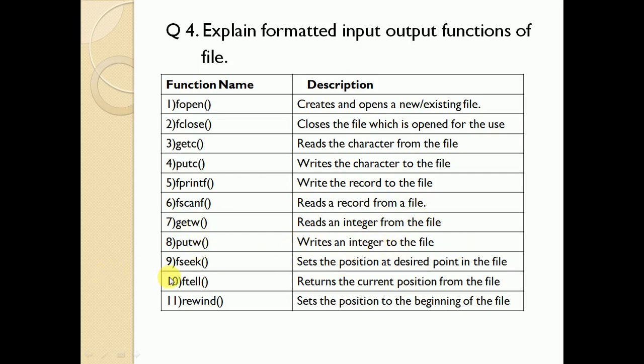Next function is fseek. Fseek is used to set the position at a desired point in the file. Then the next one, ftell, returns the current position in the file. Then the last one, rewind, sets the position to the beginning of the file. Wherever the cursor is in your file, it brings it back to the beginning of your file.